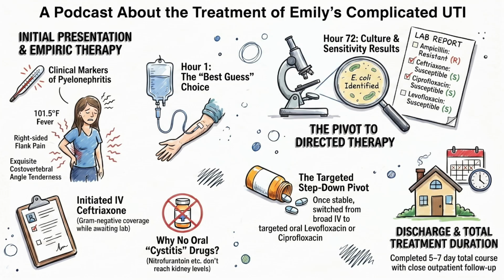We aren't dealing with Enterococci. It cuts the suspect list in half. And finding gram-negative bacilli points a massive neon sign directly at the Enterobacterales family, which includes E. coli, Klebsiella, and Proteus. Right. And these are the exact pathogens ceftriaxone is designed to destroy. The lab data confirms our blind guess was highly accurate.